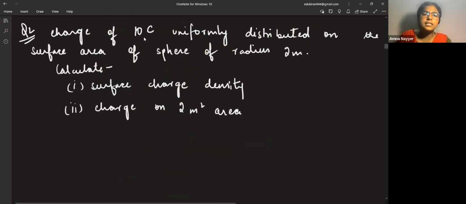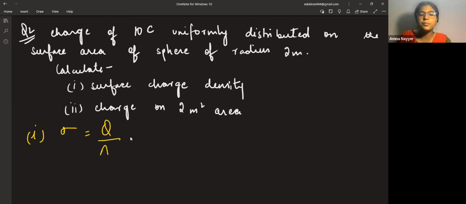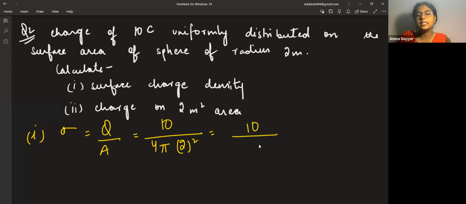So this question says that a charge of 10 coulomb is uniformly distributed on a sphere of radius 2 meter. What is the surface charge density? This is charge per unit area. Charge is 10 coulomb. Area of a sphere is 4 pi r square. So that becomes 10 divided by 16 pi. This becomes 5 by 8 pi coulomb per meter square.